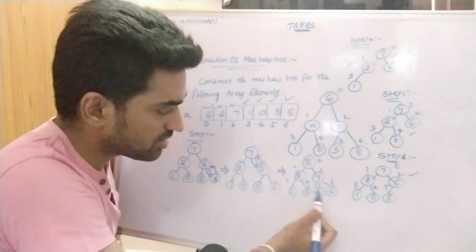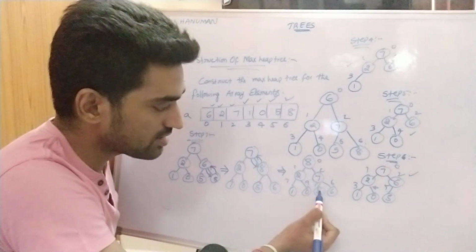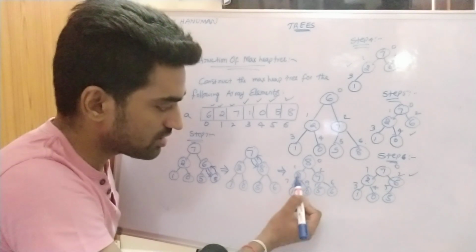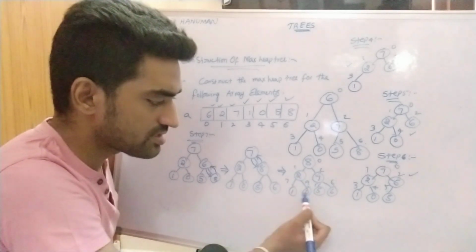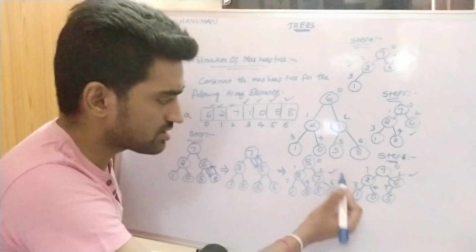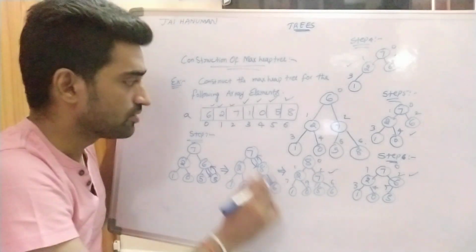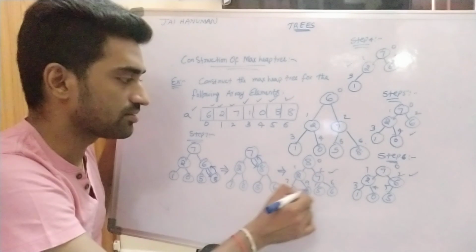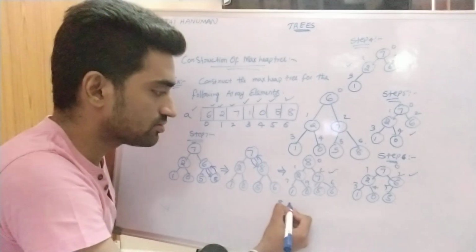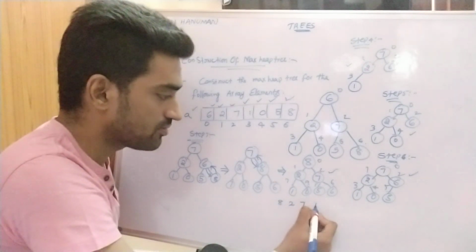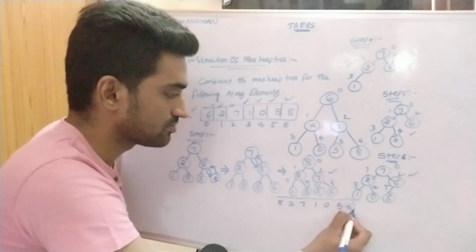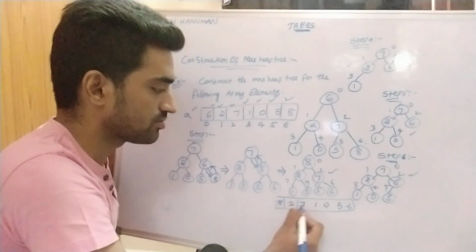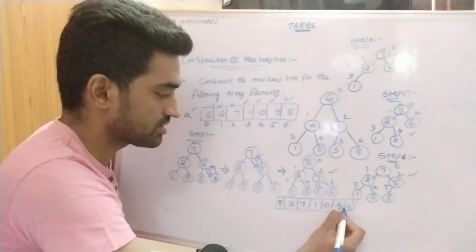For this subtree, what is the root node? 7. 7 is greater than its children. For this subtree, what is the root node? 2. So 2 is greater than its children. That's why this tree is said to be a max heap tree, right? For this array, what is the max heap tree? 8, 2, 7, 1, 0, 5, 6. This is the max heap tree array representation, with indexes 0, 1, 2, 3, 4, 5, 6.